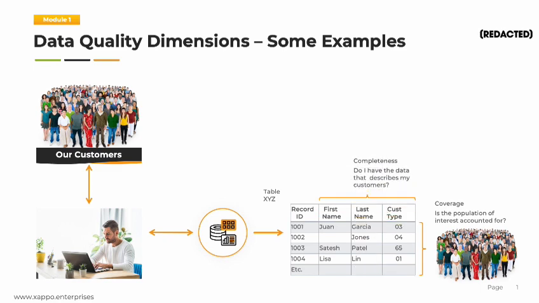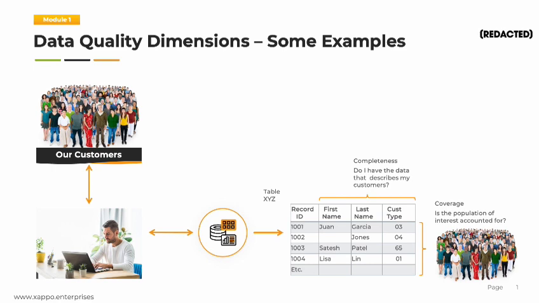Do I have the data that describes my customers, such as name, type of customer, address, title within their company, etc.? In this example, we can already see that one of the records has a missing first name, our first clue to a data quality problem. We see that type of customer is captured in the last column, and all the records have a value for customer type.